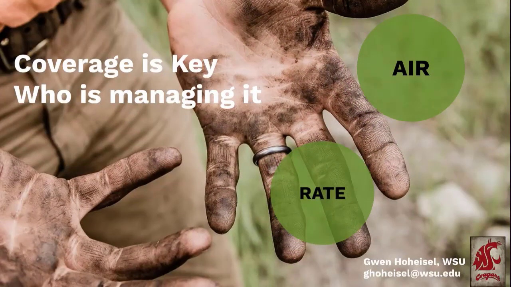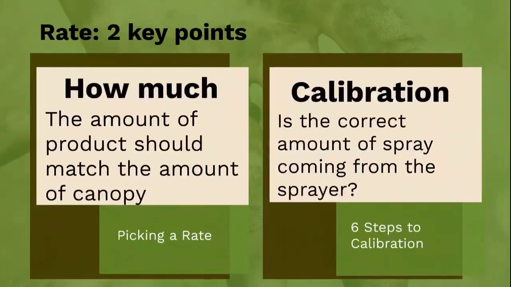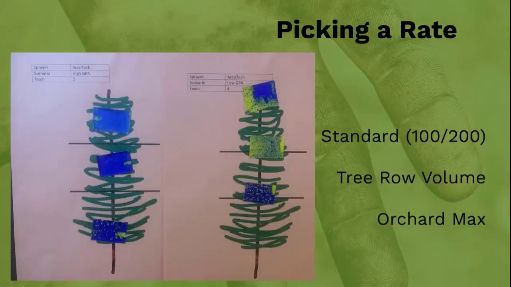So, the next big item for us to cover is also rate. Rate really has 2 key components to talk about right now. How much spray should go on that canopy, and how do you calibrate the sprayer so that you know that amount is coming out. When you pick a rate, you can pick a standard rate. In Washington, we do a lot of 100, 200 gallons per acre spraying. Maybe this exact number changes if you have a different canopy, but often we simply pick a number and double it, 100, 200. There is the beauty and simplicity to that.